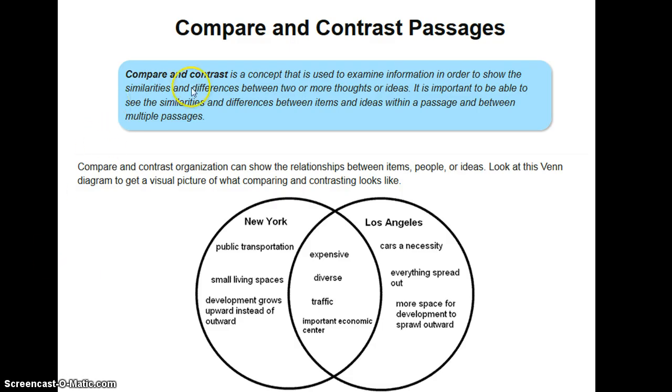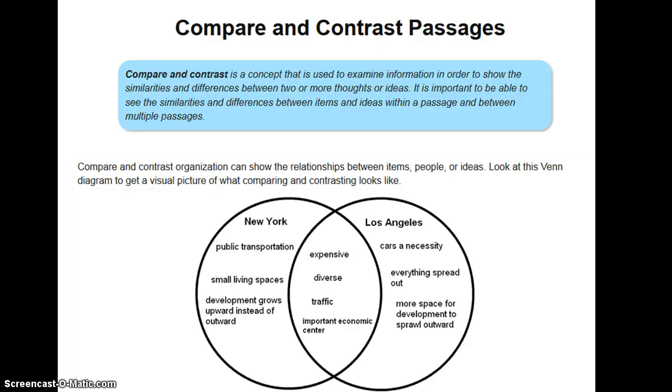It says compare and contrast is a concept that is used to examine information in order to show the similarities and differences between two or more thoughts or ideas. It is important to be able to see the similarities and differences between items and ideas within a passage and between multiple passages. Compare and contrast organization can show the relationships between items, people, or ideas.